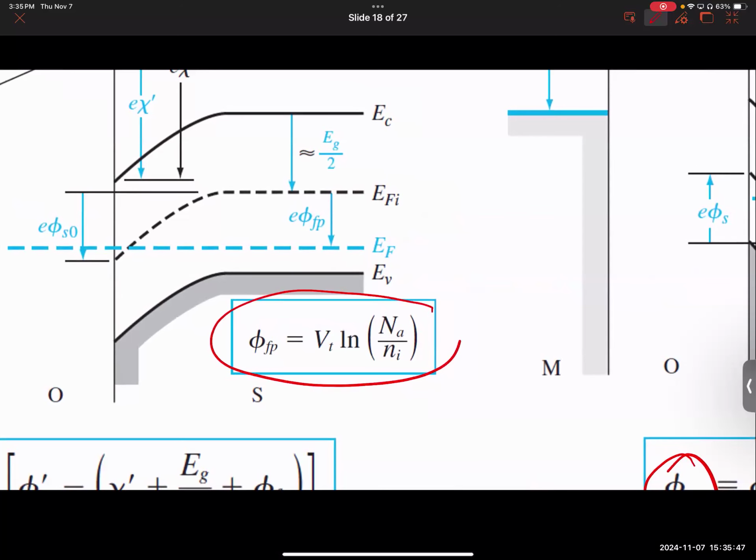Okay, let's dig deeper and go back and see how they are related to doping concentration. This is how they're related to doping concentration. So basically you can change the doping concentration and you can fine tune phi fp, and thereby you can fine tune phi ms, thereby you can change the flat band voltage V_FB, and thereby you can change the threshold voltage really nicely.